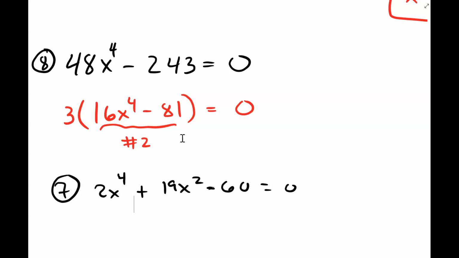It has to multiply to negative 60 and add to 19, right? No. It has to multiply to negative 120. Wait, for number 7? Yes, because you have to do 2 times negative 60. Straight into the quadratic formula. That's what I did. Well, you're going to miss some solutions.